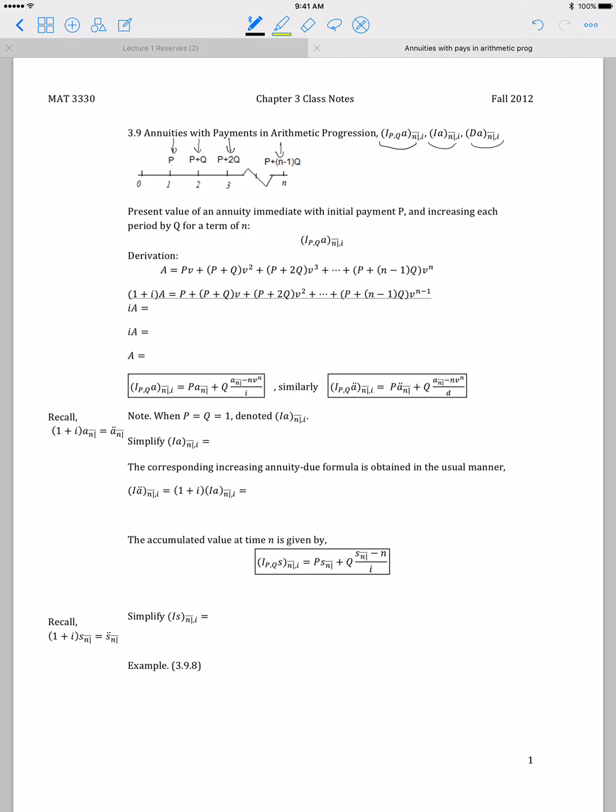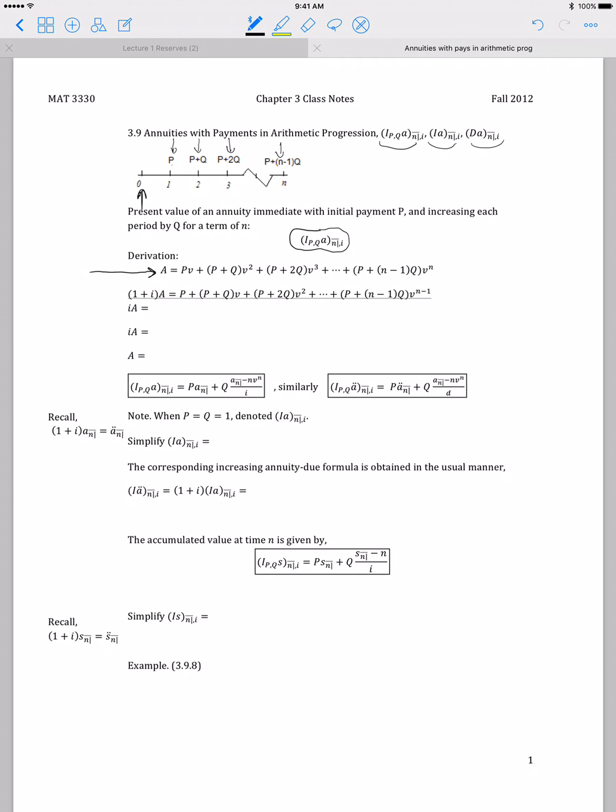The symbol for the net present value at time 0 is given by this I sub PQ. And the student may want to pause and verify that what I'm calling A here is indeed the net present value of the payments on that timeline. Assuming you have verified that, where the powers of V are the discount factor, I'm going to multiply that equation on both sides by 1 plus I.